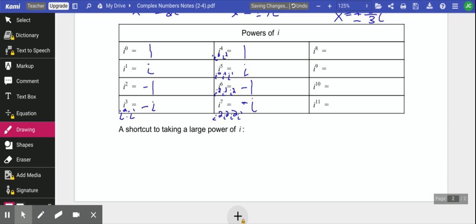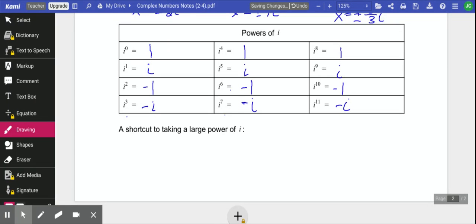Now, if all of this stuff hasn't made a lot of sense to you, that's okay. I want you to notice these numbers that I've written down, not this stuff. We don't need those really. I want you to notice that we've got a little pattern going on here. Okay. We have 1, i, negative 1, negative i. 1, i, negative 1, negative i. So i to the 8th is going to be 1. i to the 9th is i. i to the 10th is negative 1. And i to the 11th is negative i.